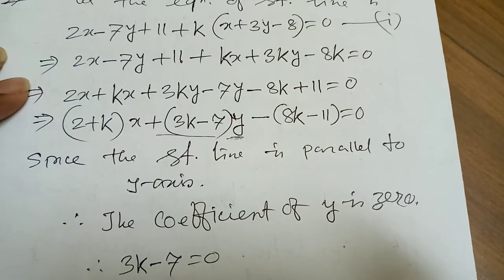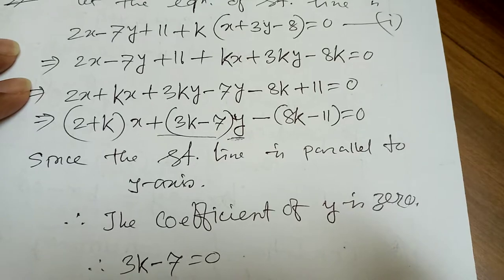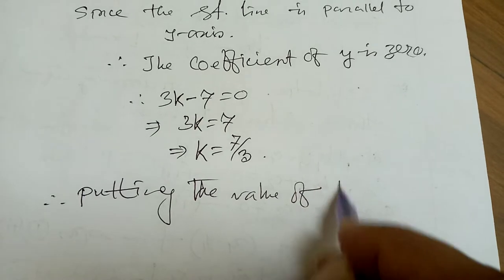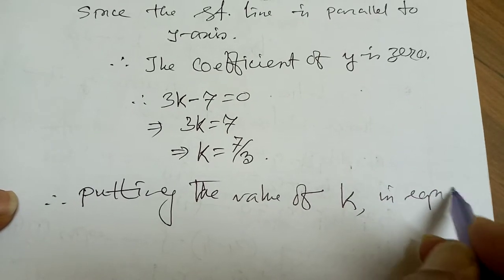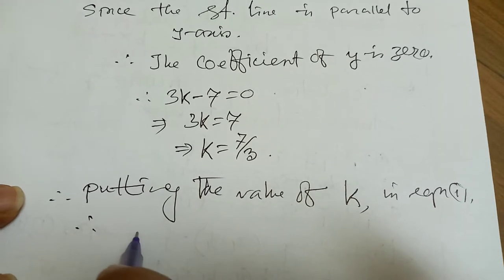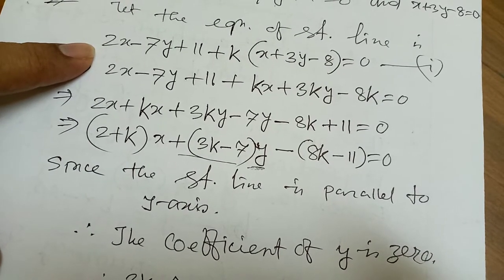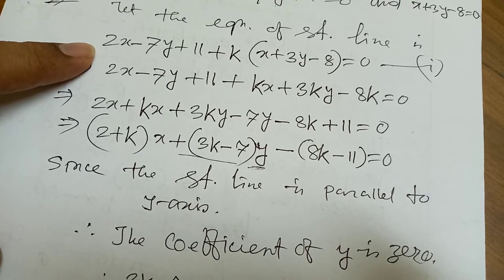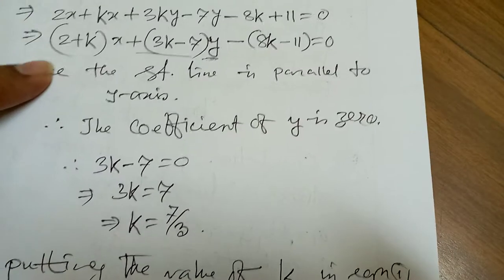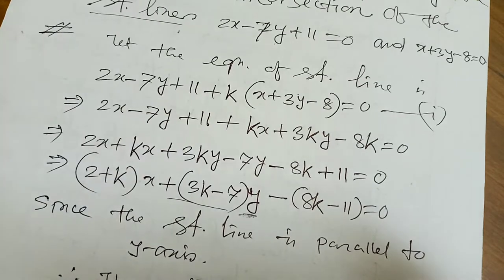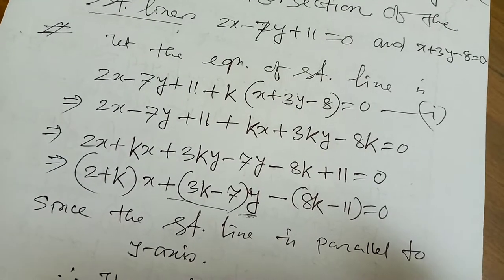So putting the value of k in equation 1, the required equation. What is equation 1? 2x minus 7y plus 11, plus k into (7 over 3) x plus 3y minus 8 equals 0.